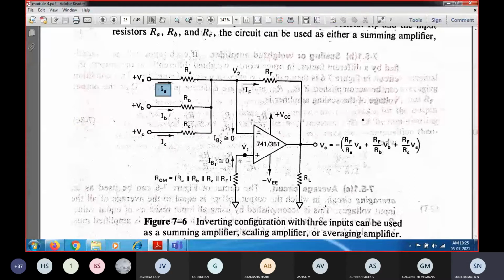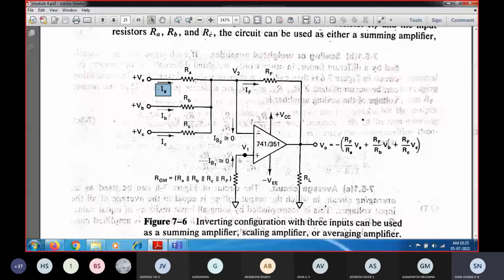Correct. So the current through the voltage sources will be flowing across the feedback part. Instead of flowing into the inverting terminal, almost all the current will be flowing across the feedback resistance. Why?